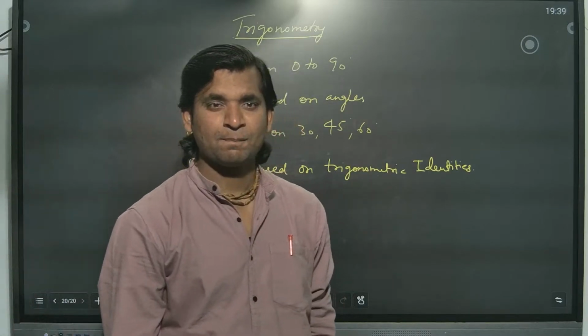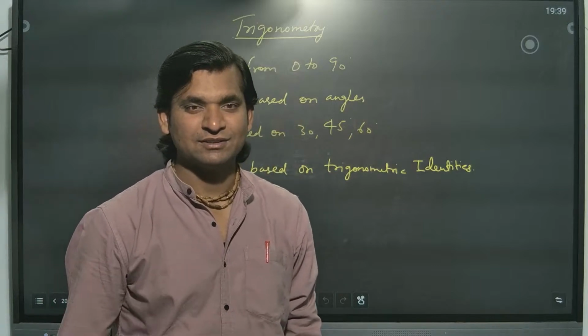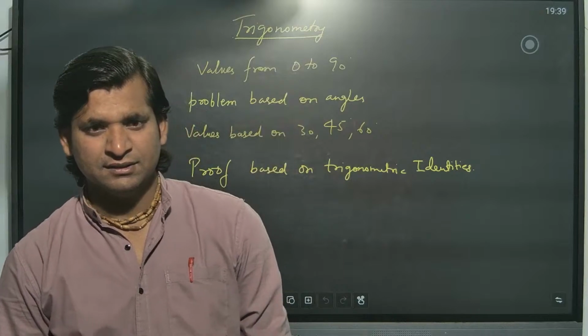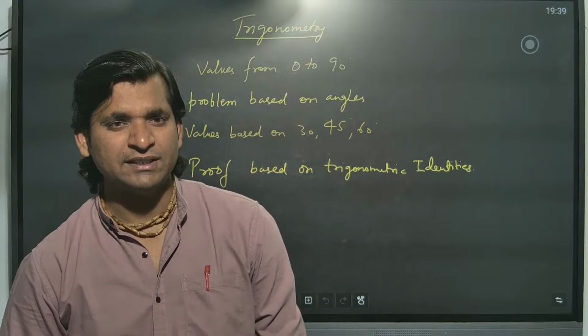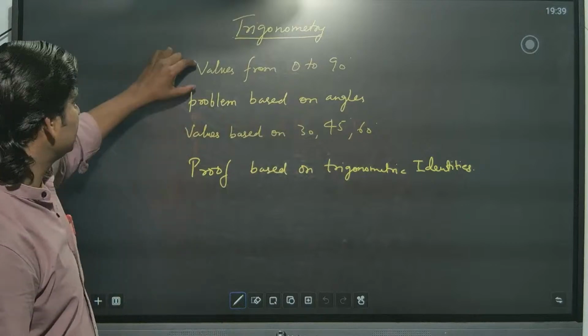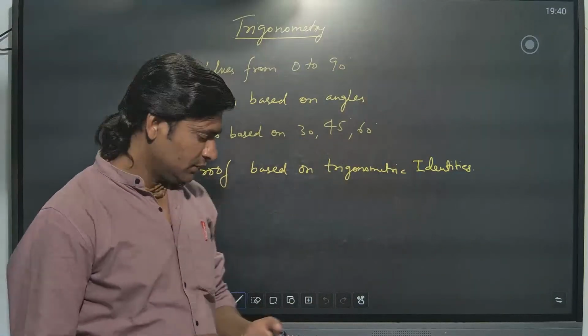Again, a proving question for 5 marks from this chapter only. Again, how many marks does it carry? 11 marks, trigonometry plus application of trigonometry. So in this, values from 0 to 90 you must know.